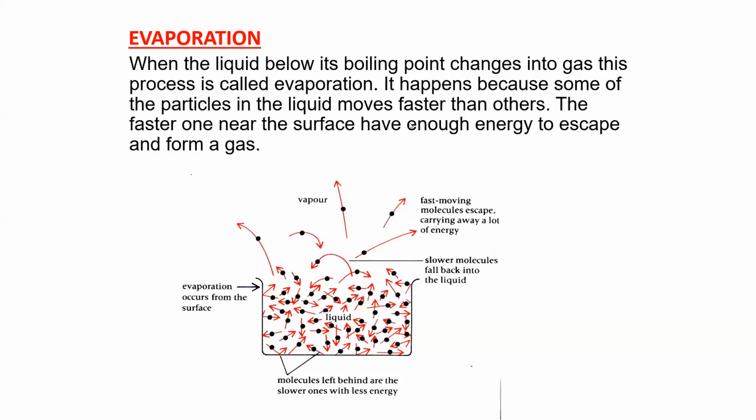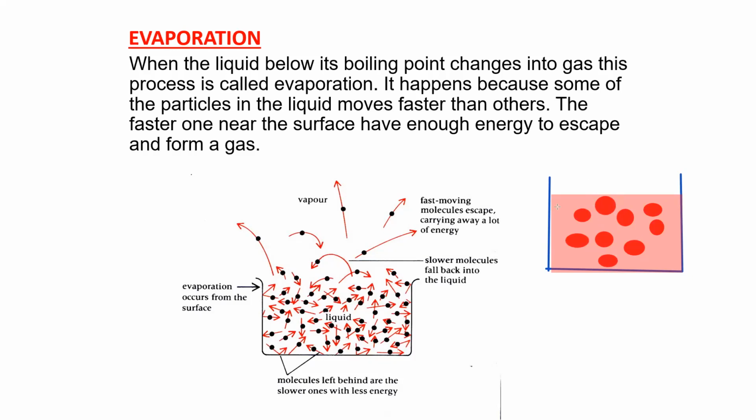The process of evaporation: how we define or explain how evaporation occurs. For example, you have a container which is filled with liquid, and these are the liquid particles. The particles are in a state of motion, they are moving.